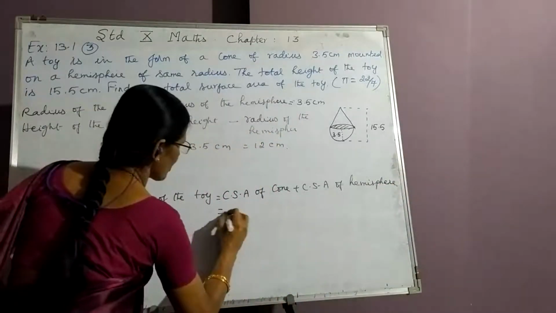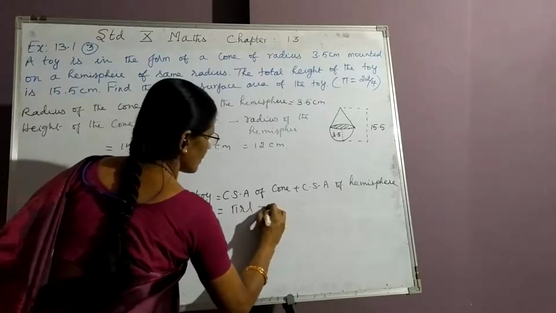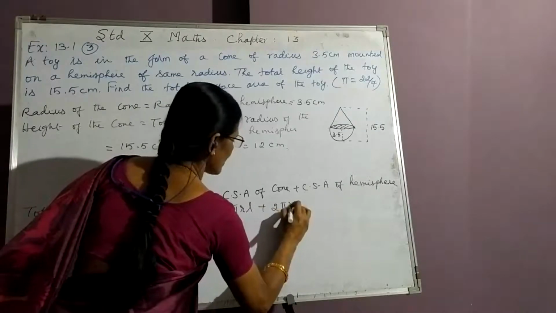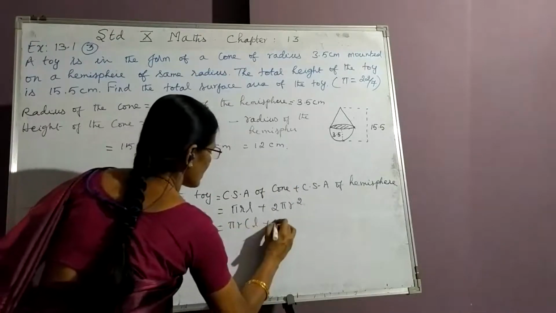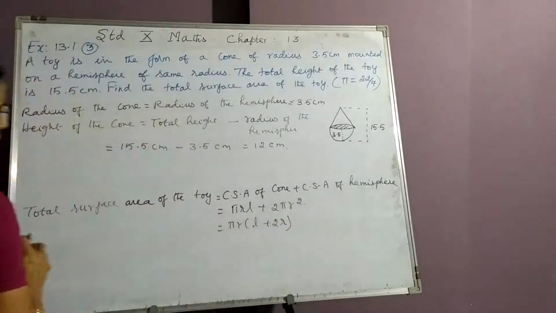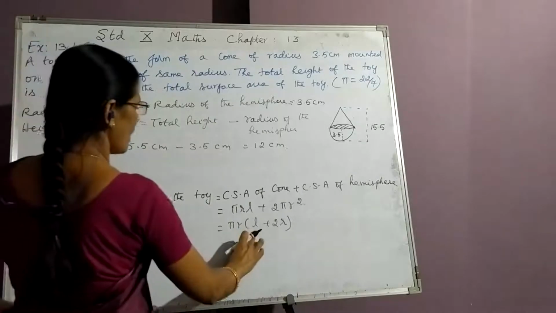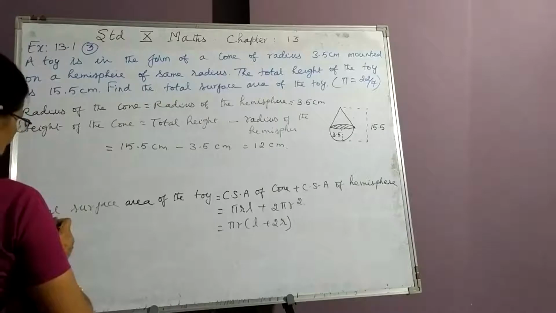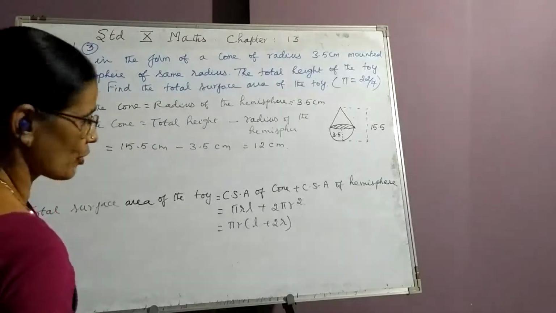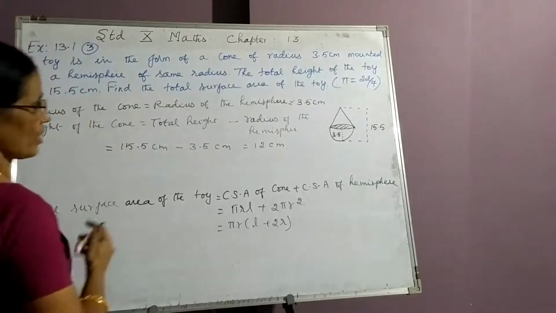Curved surface area of the cone is pi r l. Curved surface area of the hemisphere is 2 pi r square. Pi r is common, it is l plus 2r. Okay. So we need here l and r. r is already known, it is given as 3.5 centimeter. So what is left over to find? l we have to find out.